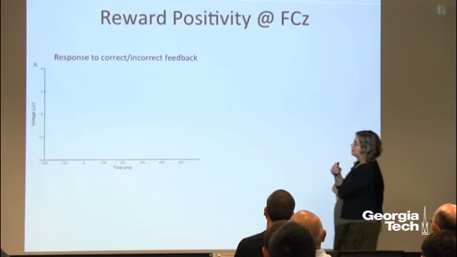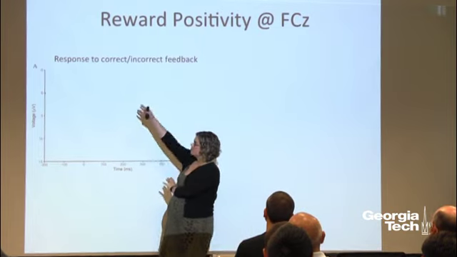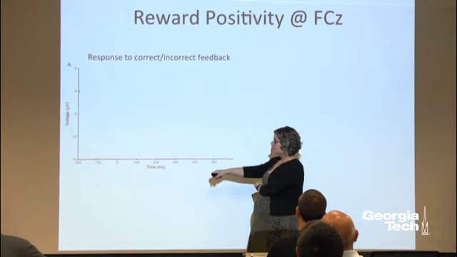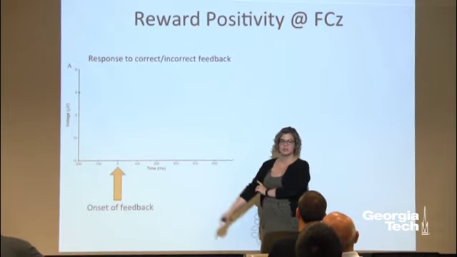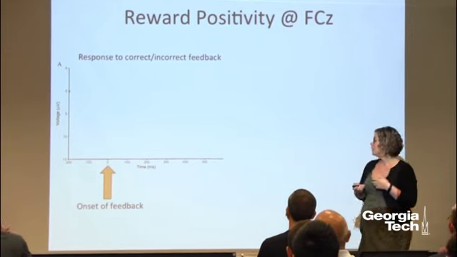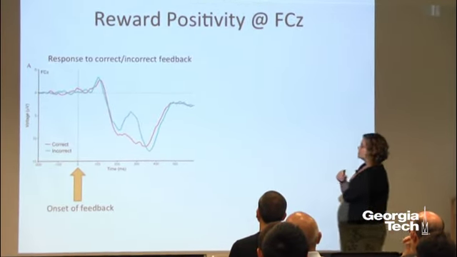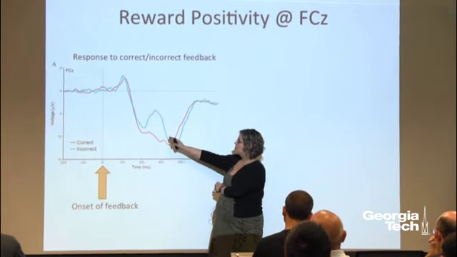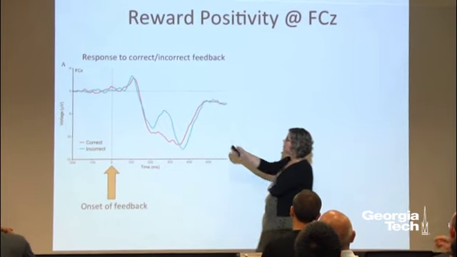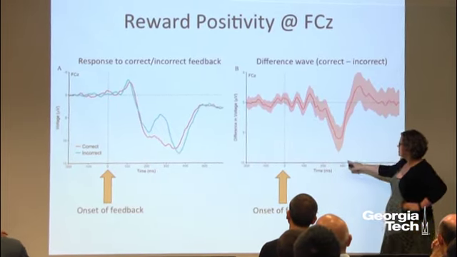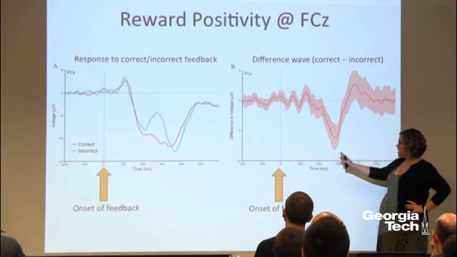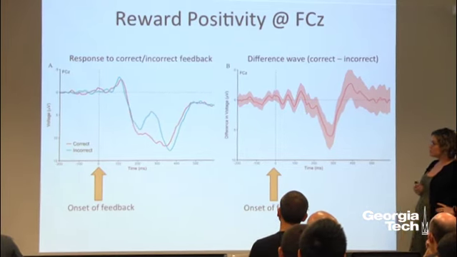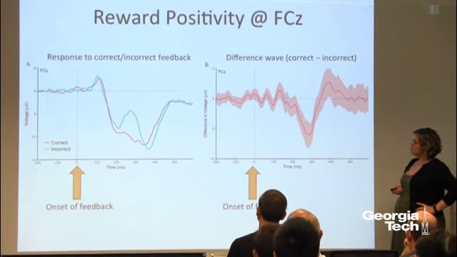So here is a graph. On the y-axis is the voltage. So this tells us how much your neurons are firing. And here is the time. And so on this spot here is the onset of the feedback. So this is the point at which they see either a check or an X. And so the lines look like this. If it's correct, you see more of a deflection, and if it's incorrect, you see more of a bump here. And if we take the difference of those 2 waves, we see that there's a big difference between correct and incorrect feedback at about 280 milliseconds. So this is a typical reward feedback response. And so it's good to see here.